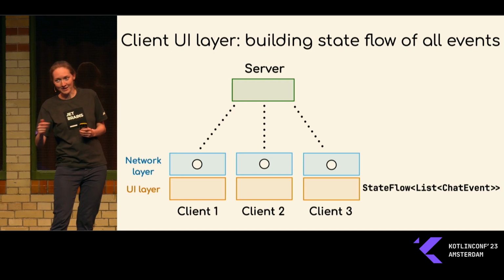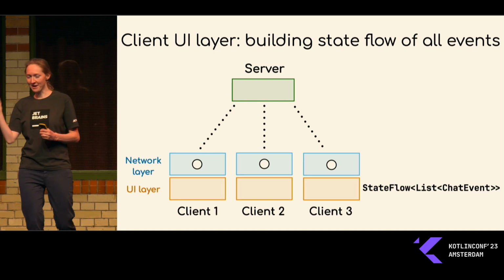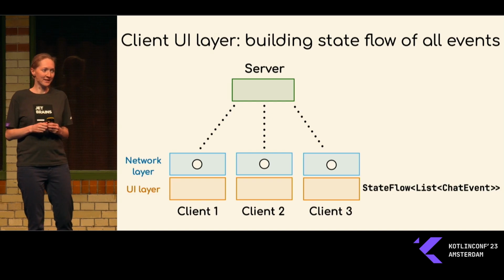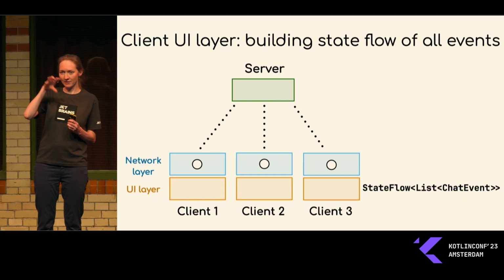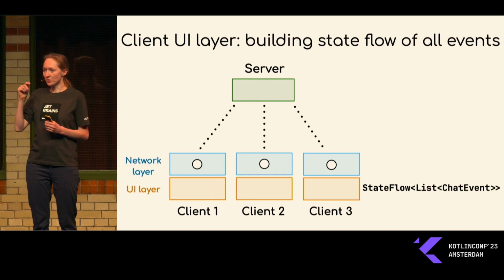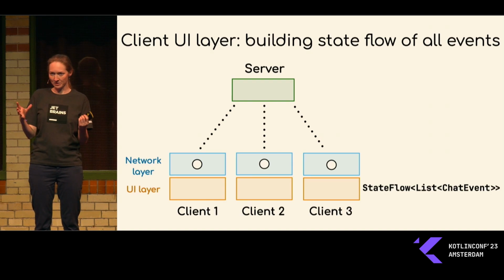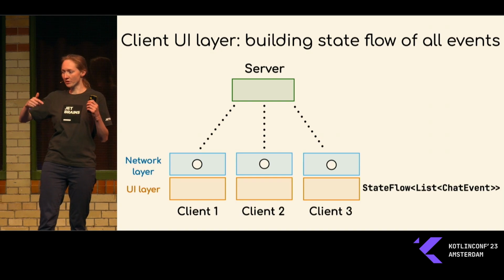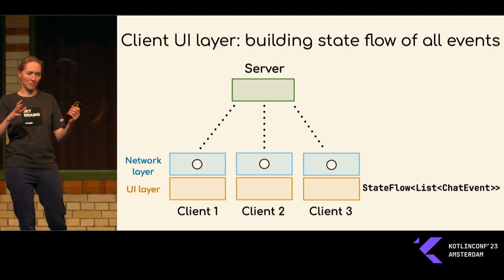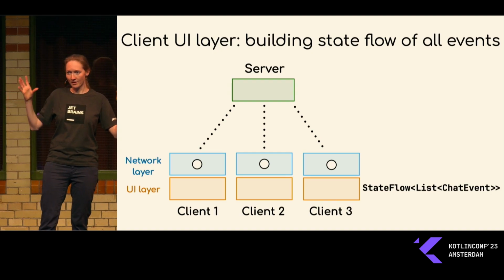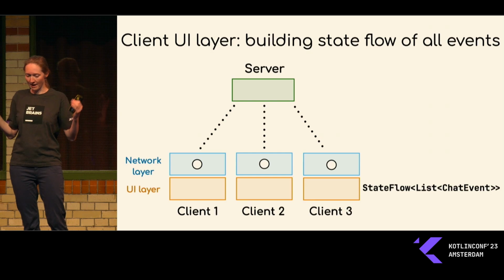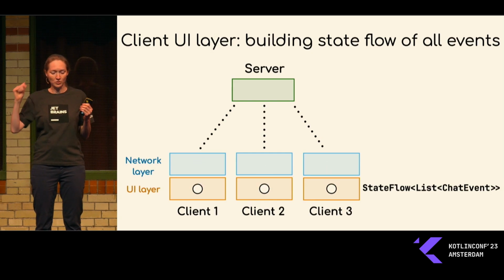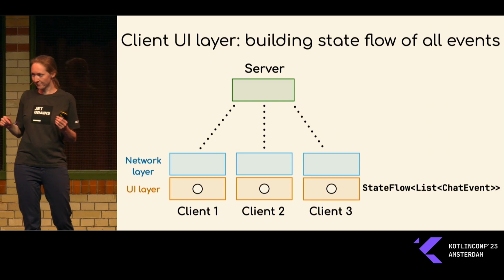And now we have another flow, state flow. This one is used in our UI layer, in our view model, to represent the state of our app. And as a state, we also want to show not only the latest message, but the whole history of messages, the whole list of messages that we have. And here we need to store all of them in a list.